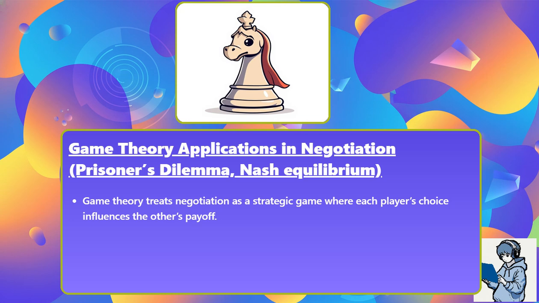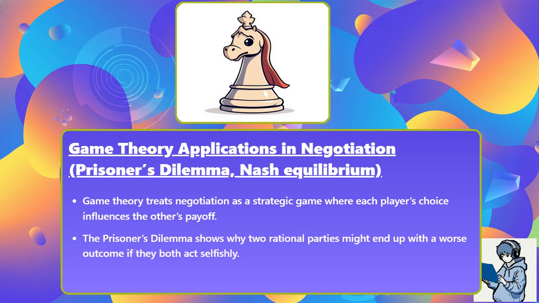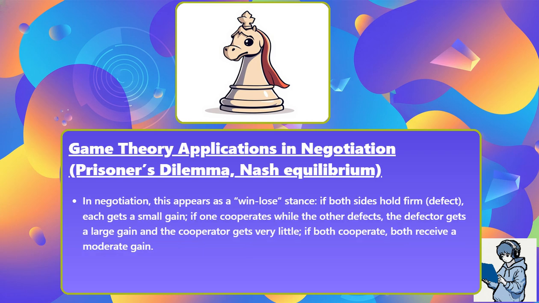Game theory treats negotiation as a strategic game where each player's choice influences the other's payoff. The prisoner's dilemma shows why two rational parties might end up with a worse outcome if they both act selfishly. In negotiation, this appears as a win-lose stance. If both sides hold firm, defect, each gets a small gain. If one cooperates while the other defects, the defector gets a large gain and the cooperator gets very little. If both cooperate, both receive a moderate gain.